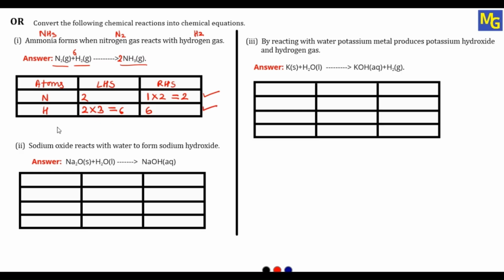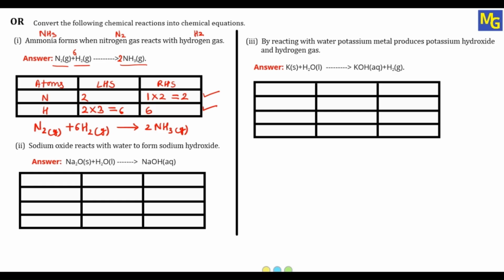I will write it here. So how to write it? It was N2 gaseous state plus 6H2 gaseous state, and it gives 2NH3, and this is again a gaseous state. So this is our balanced chemical equation for the first question. Now we'll move with the second one.